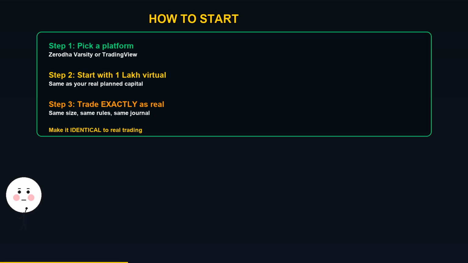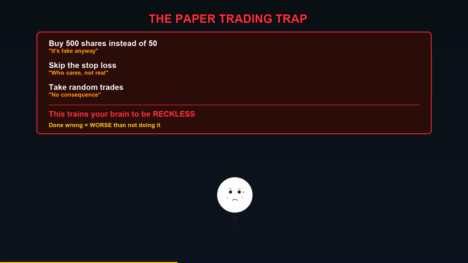How to start paper trading. Step 1. Pick a platform. Zerodha Varsity or TradingView both work great. Step 2. Start with 1 lakh rupees of virtual capital. Not 10 lakhs, not 50 lakhs. 1 lakh, the same amount you would actually trade with. Step 3. Trade exactly as you would with real money. Same position size, same stop losses, same entry rules, same journal. Write down every trade. If you would risk 1,000 rupees in real trading, risk 1,000 in paper trading. Make it identical.